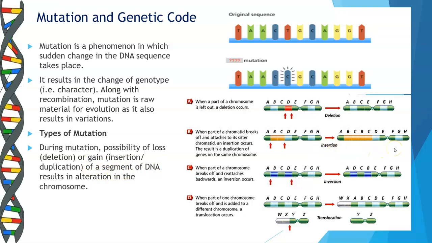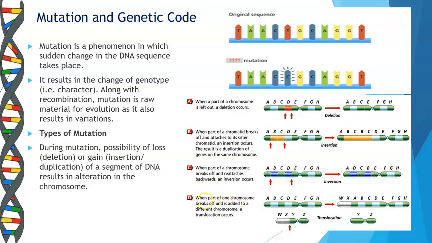Now, the next type is when the chromosome breaks off and reattaches backwards. This is a phenomenon where inversion occurs. See again, in the same chromosome, you have gene B and you have gene D this time. They get attached by exchanging their position. That is, D replaces B, and gene B replaces the position of gene D. Again, this phenomenon also alters the sequence or the structure of your chromosome.